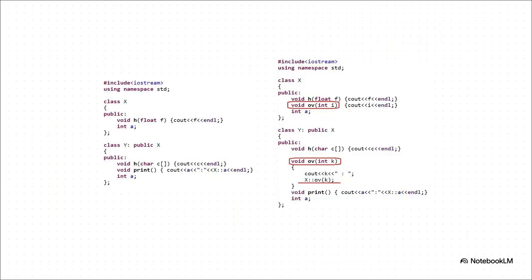Let's actually look at how this plays out in code. Over on the left, we see dominating in action. Class Y inherits from class X, but class Y defines a function H that takes a character array, while the base class H takes a float. Because they share the name but have totally different parameters, class Y is dominating or hiding that original function. On the right side, we see true overriding. Look closely at the function OV taking an integer I in the base class, and OV taking an integer K in the derived class. They have the same name and the same integer parameter type. Class Y has completely overwritten class X's version of that function.